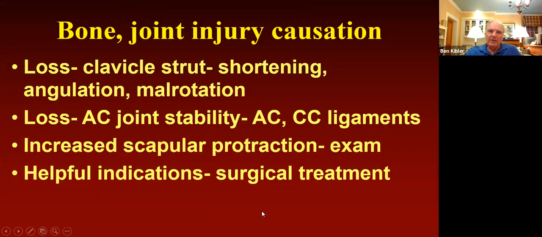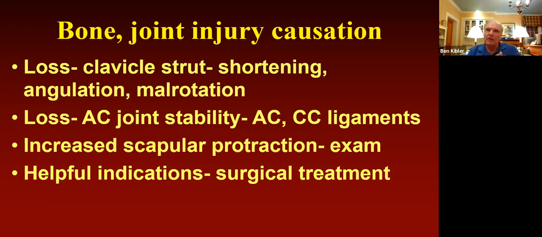Okay, let's get into this bony issue here now. So now, why does a bone have anything to do with this? Well, the only connection of the scapula to the axial skeleton is the clavicle. It's an S-shaped bone, so small motions at the sternoclavicular joint give large motions at the AC joint, and therefore allow you to put your arm in space.